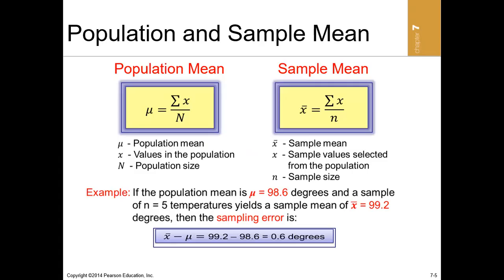Now, as we learned in the video on descriptive measures, population mean is summation of all the figures from the population divided by the population size. And then the sample mean is summation of all the figures from the sample divided by the sample size. So if I have a sample mean of 99.2 and I have a population mean of 98.6, the difference between this sample mean and this population mean is called the sampling error. It will be 99.2 sample mean minus population mean of 98.6, right?